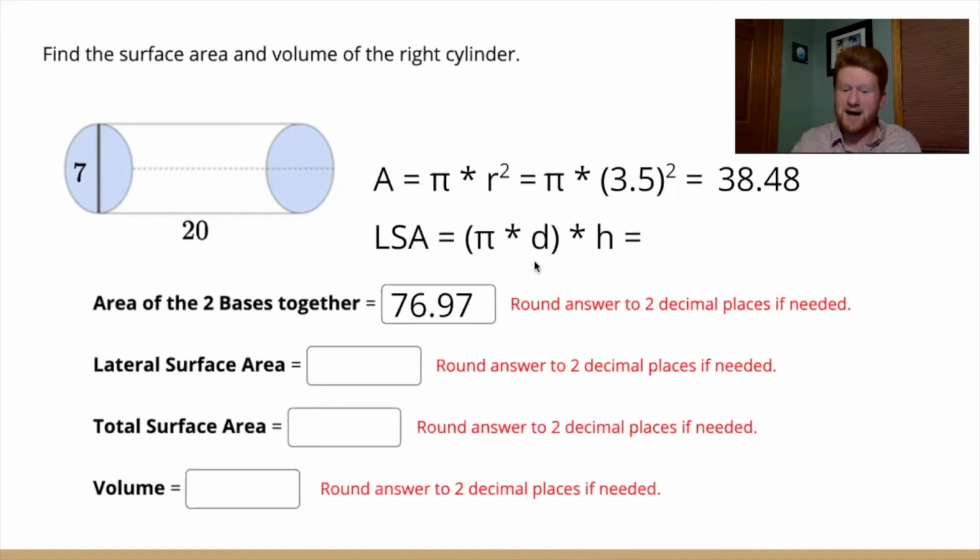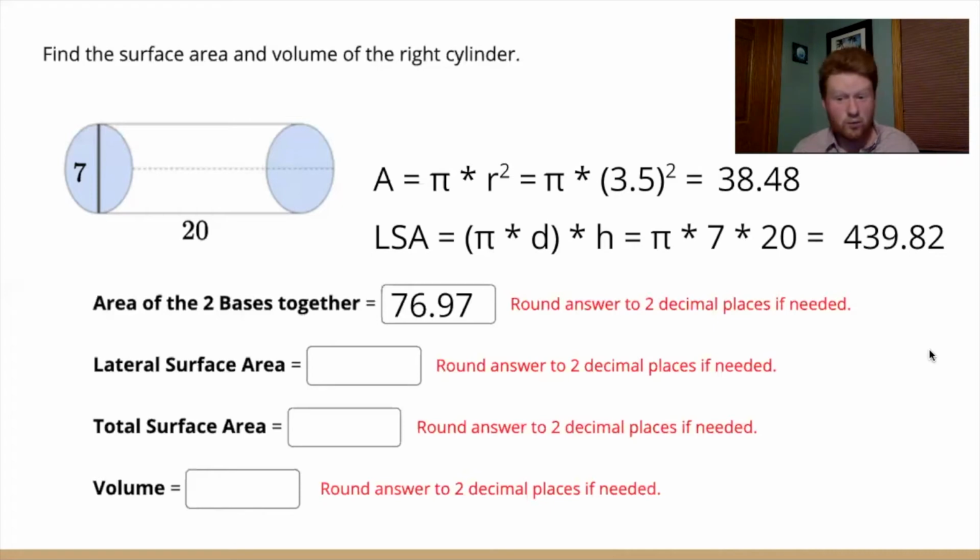So here, pi times d is the circumference since I gave 7 as the diameter. And then here's the height of the prism. So we're going to get pi times 7 times 20, which gets us 439.82. And here we don't need a double because there's only 3 shapes making up this 3-dimensional figure. We have circle, circle, and lateral sides. So I can go right in the box here.